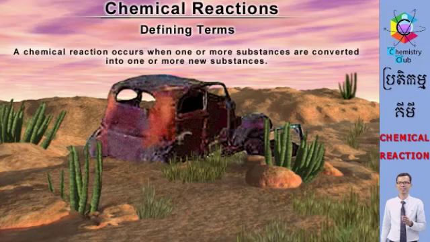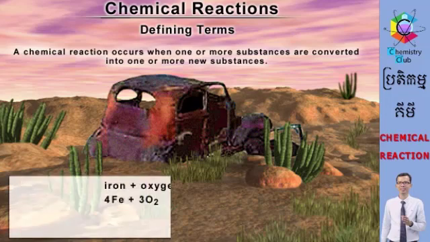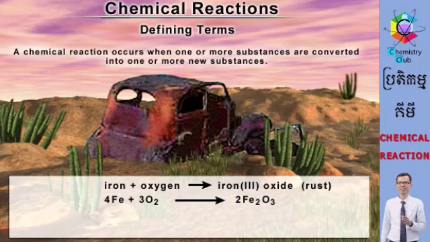A chemical reaction occurs when one or more substances are converted into new substances having different chemical and physical properties. For example, when a car rusts, iron and oxygen combine and form iron(III) oxide. The substances present at the start of a reaction are called reactants. In the rusting car example, iron and oxygen are the reactants.